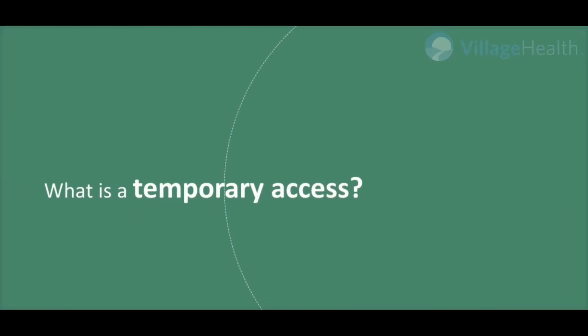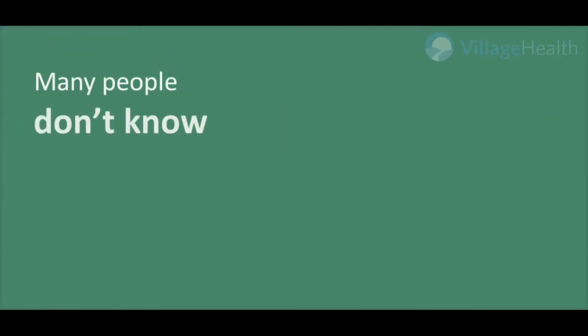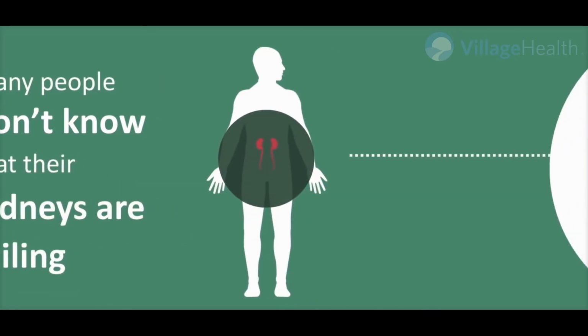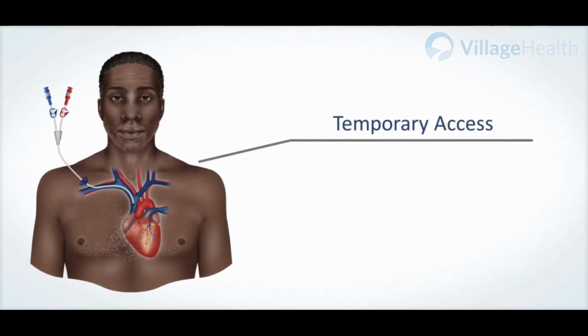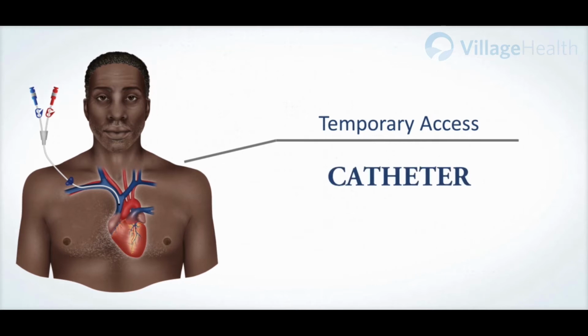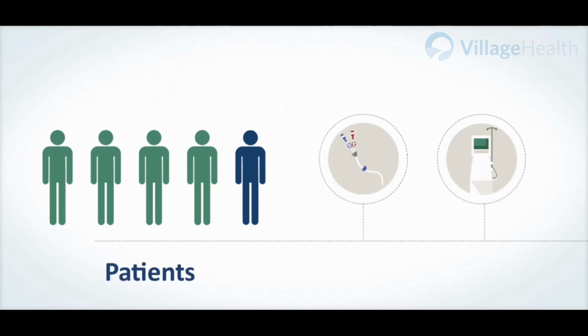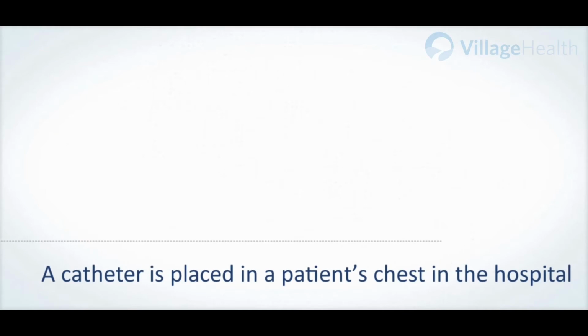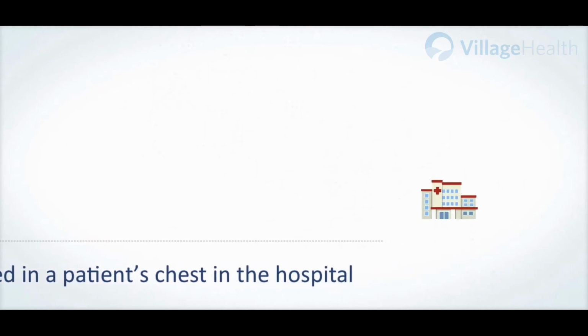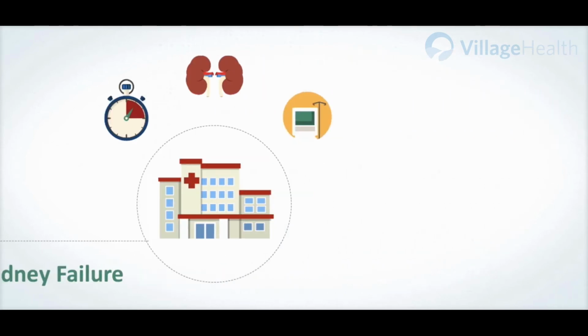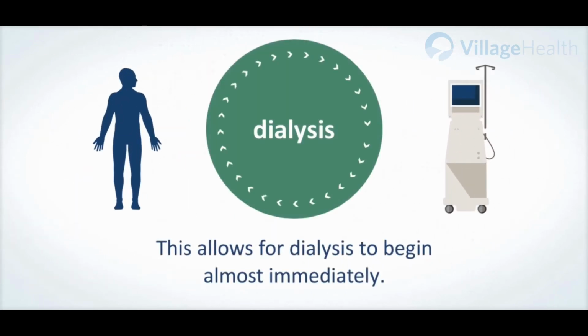What is a temporary access? Most people don't know that their kidneys are failing until they need dialysis. Due to this, many get a temporary access placed in their chest at the hospital. This is called a catheter. About 4 out of every 5 patients begin their treatments using a catheter to connect them to the dialysis machine. Typically, a catheter is placed in a patient's chest in the hospital as a short-term solution for emergency kidney failure. This allows for dialysis to begin almost immediately.